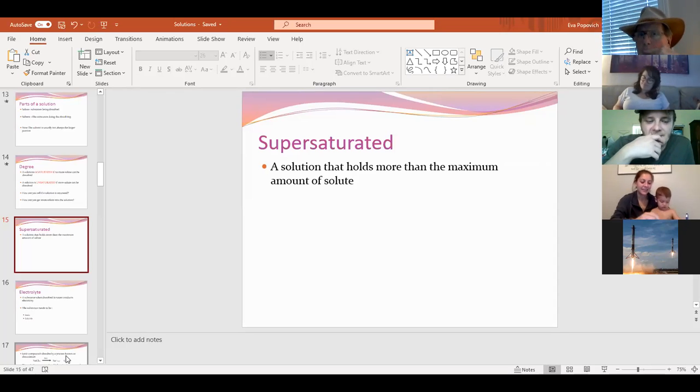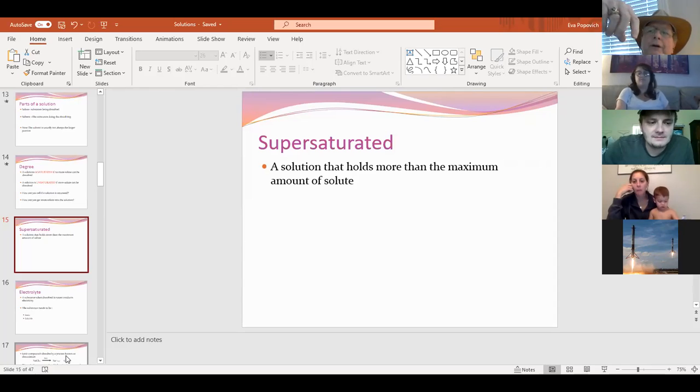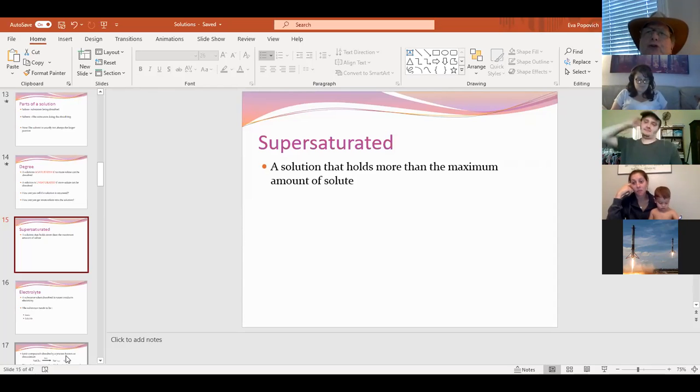So we have this supersaturated solution. It's got more sugar in there than it can hold. Then what happens is you disturb it by putting a piece of string in it. Then all the sugar clumps on it and you've made rock candy.